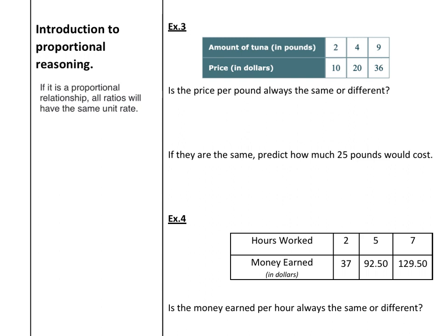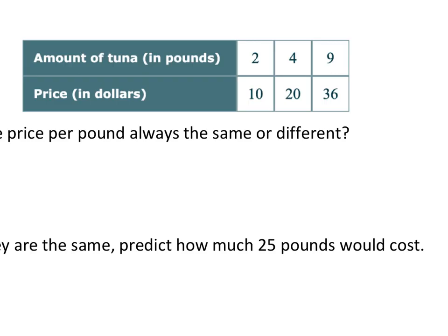Okay. And so when we're comparing them, we're going to look at each one of these pairs, each one of these ratios, this ratio, this ratio and this ratio, and write them out as a unit rate. And if they have the same unit rate, then it's a proportional relationship. If they don't have the same unit rate when we compare each one, then they're not proportional.